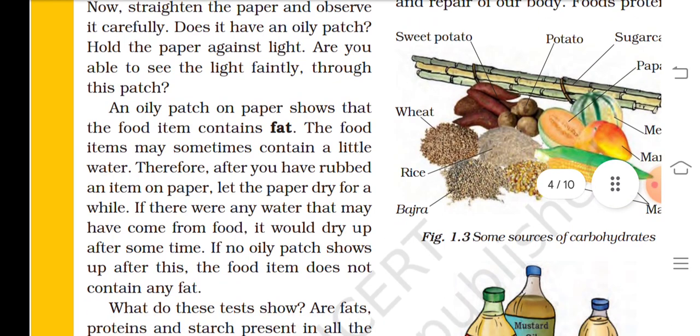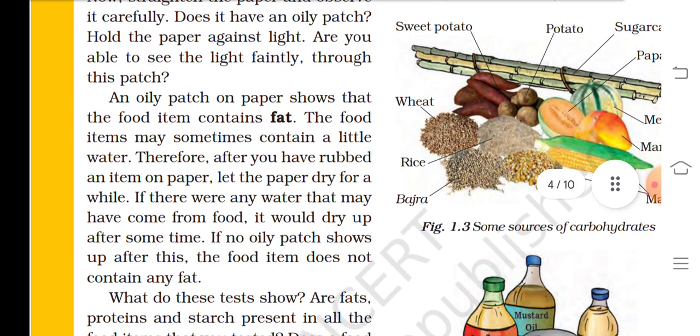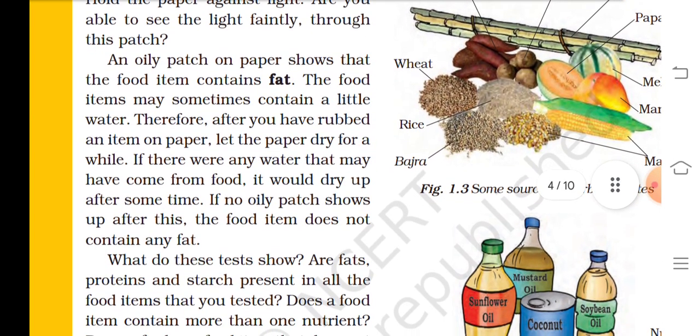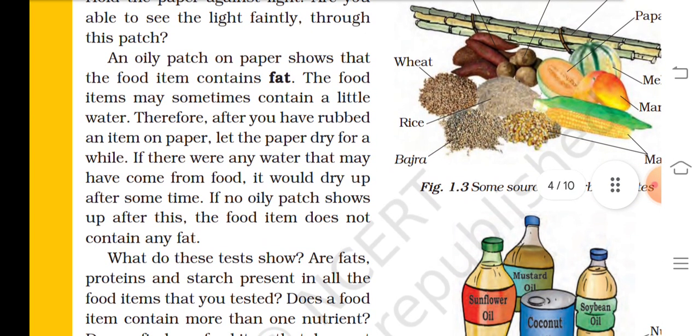Hold the paper against light. Are you able to see the light faintly through these oily patches on the paper? This shows that the food items contain fat.